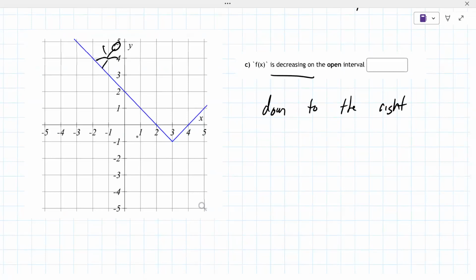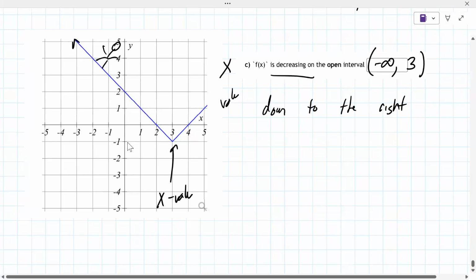Okay. So it says open interval, and these are x values. So how far left does it go? Minus infinity to what is the x value there? To 3. Yes, it's the x value. Now you don't care about the y. I know it's really easy to focus on the y, but you don't care about the y.